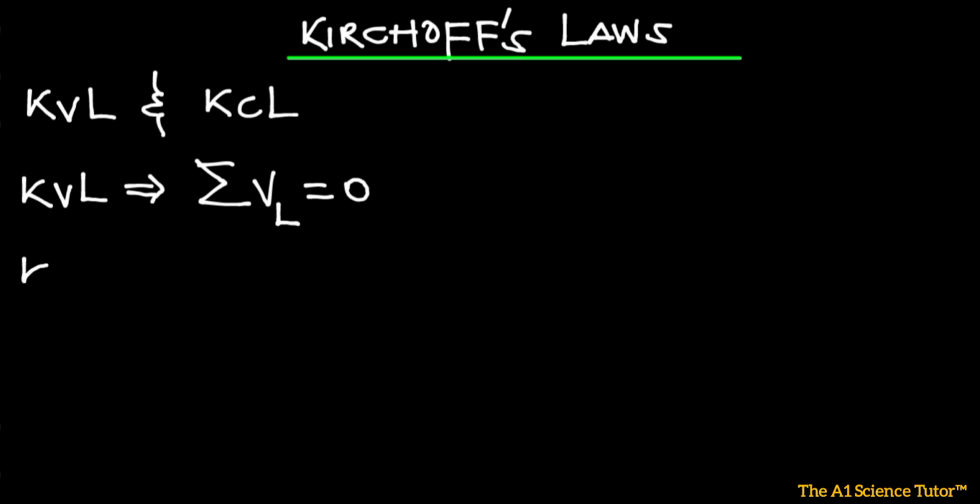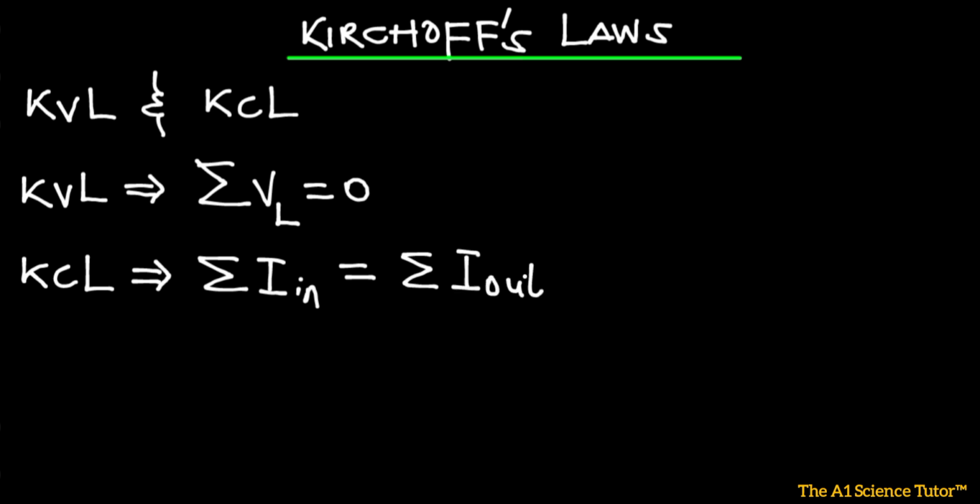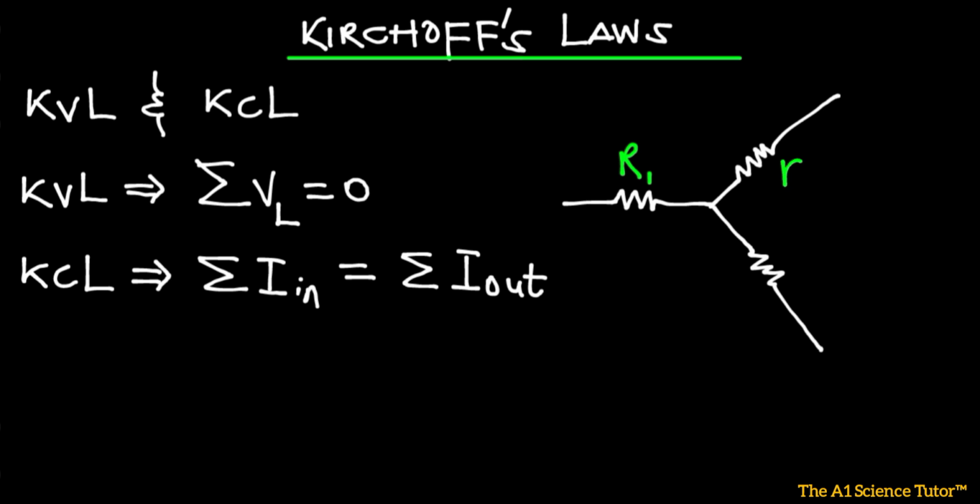Next up, we're going to talk about Kirchhoff's current law. Kirchhoff's current law states that the sum of the currents that enter a junction will be equal to the sum of the currents that leave the junction. So let us say we have a resistor and two other ones. Let's say this is the first resistor, R1, and this is the second. Let's say this is the third.